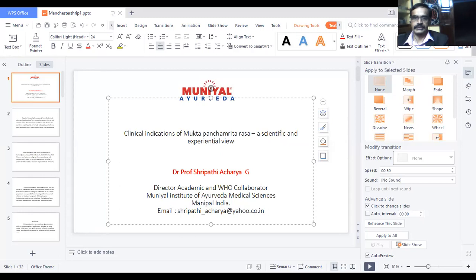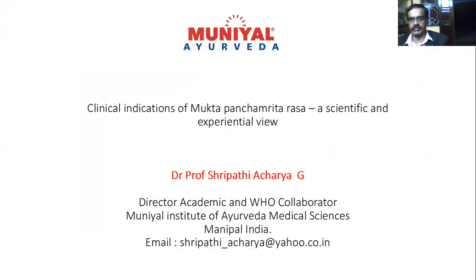So today's topic is clinical indications of Mukta Panchamrita Rasa, a scientific and experiential view. Mukta Panchamrita Rasa is a Sudha Vargiya preparation which contains natural calcium, and it is useful in Vata Pittaja and Pittaja disorders like Amlapitta, Parinama Shula, Shita Pitta, and such disorders. And it is widely used in clinical practice by Ayurveda physicians.